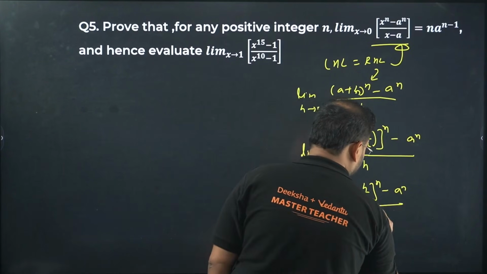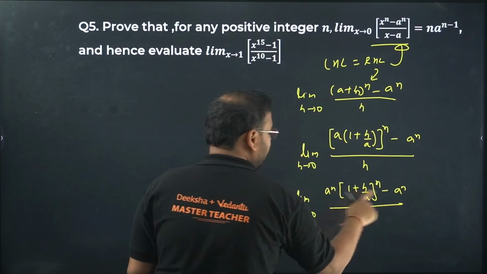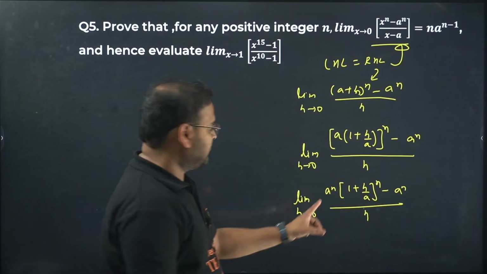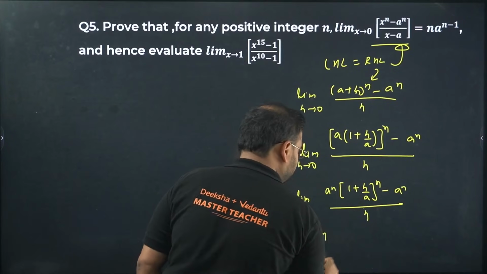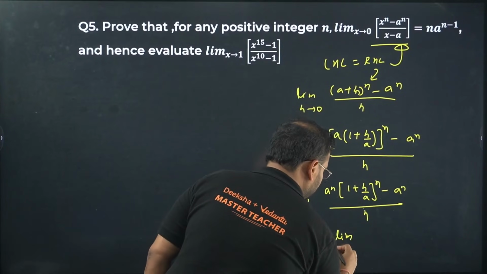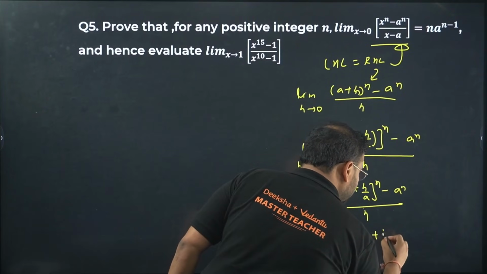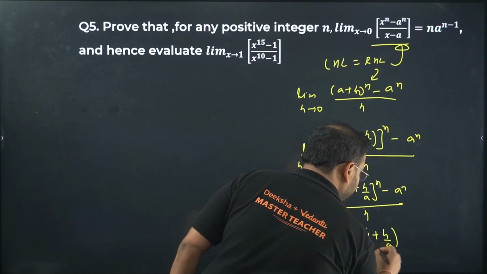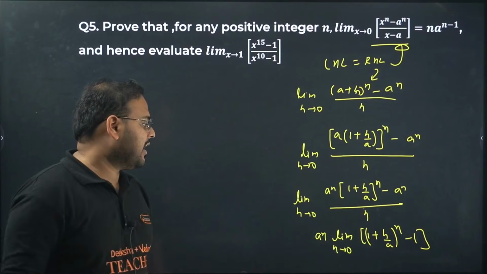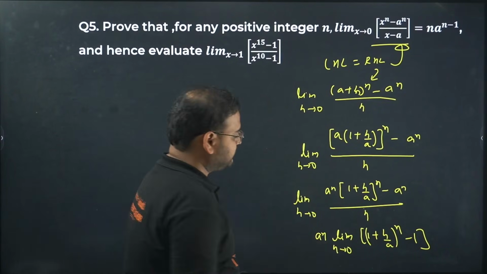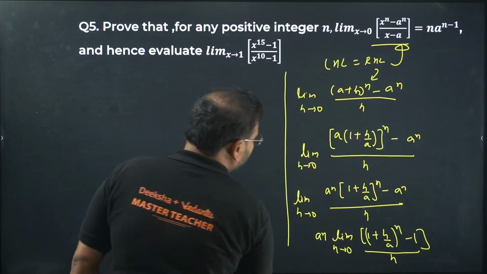All right. By h, limit h tends to 0. Can I take a power n common here and here? I can take a power n common, it's outside. And now you apply the limit, limit h tends to 0. And we have over here (1 plus h by a) power n minus 1, correct? I've taken this a power n common over here, divided by h. Now we have to apply a little bit of the binomial theorem.